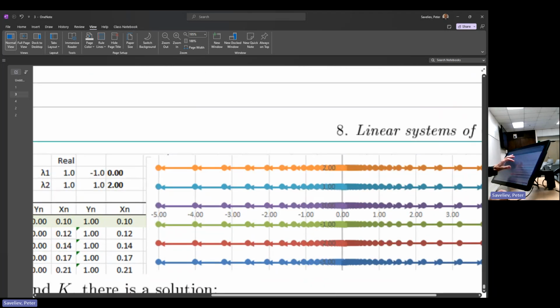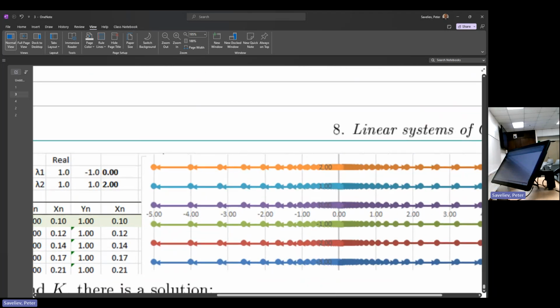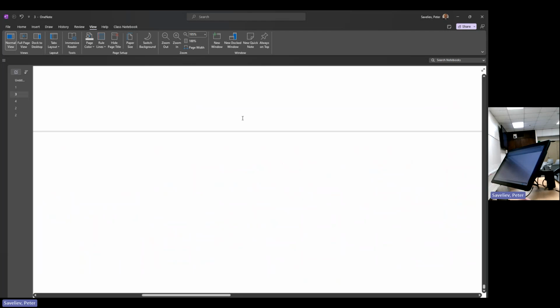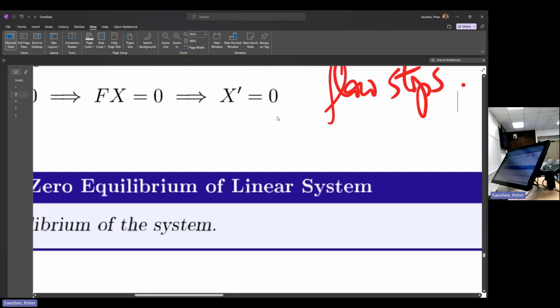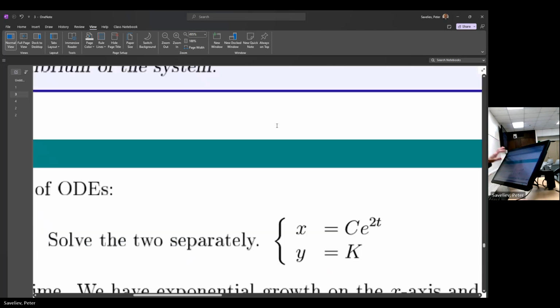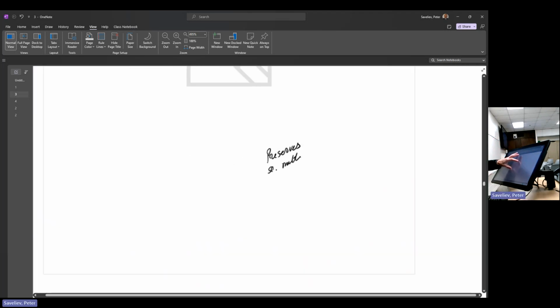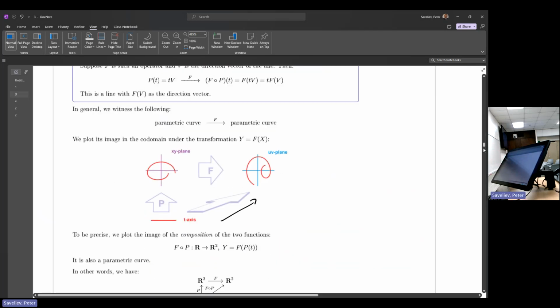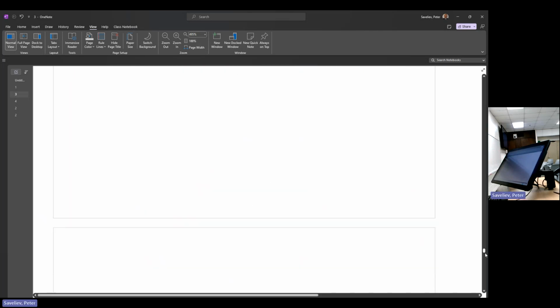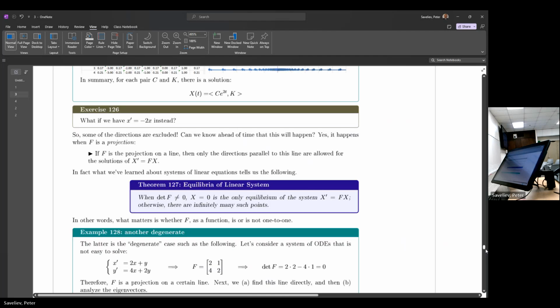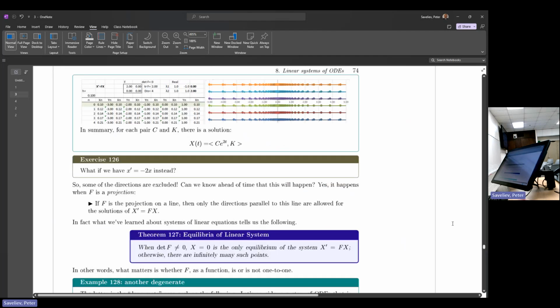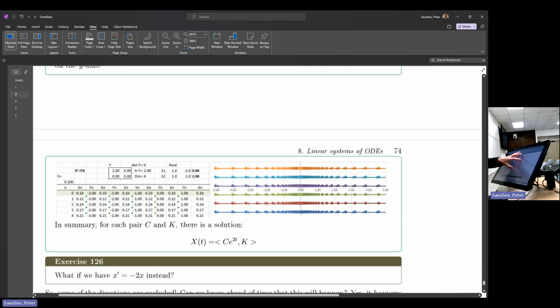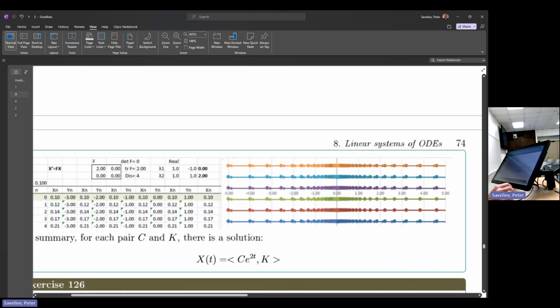If you zoom in, you can see that the arrows are pointing away from the y-axis.